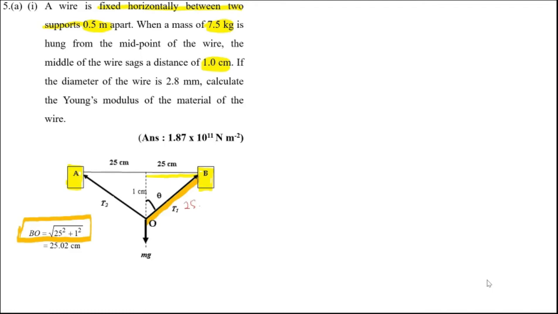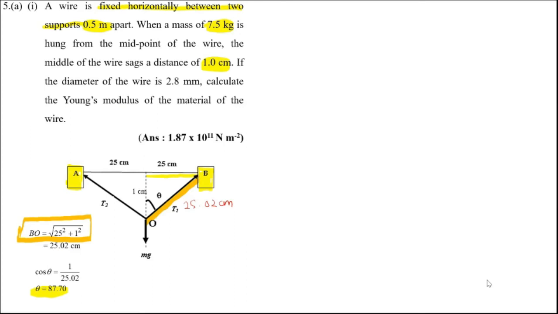Okay, theta also can be determined. Just now we used Pythagoras theorem. For the theta, we are using simple trigonometry, so we can find the theta. So the theta now is 87.70 degree, right?